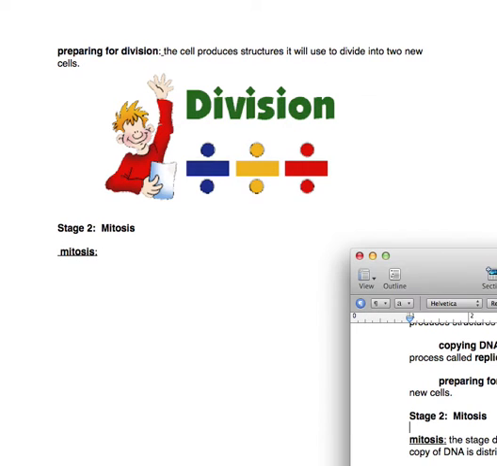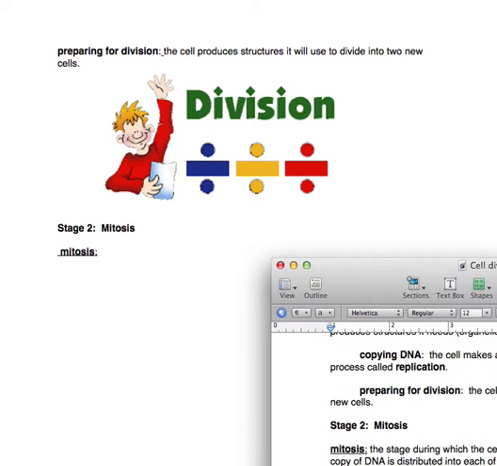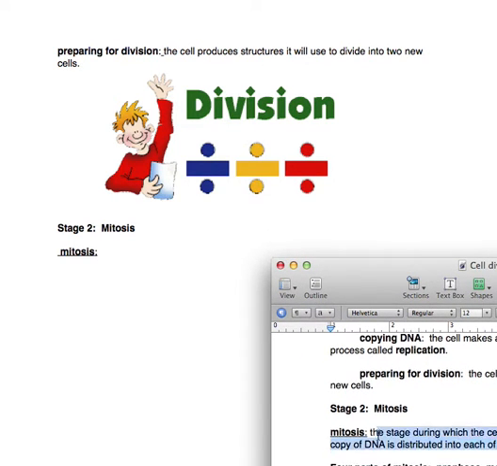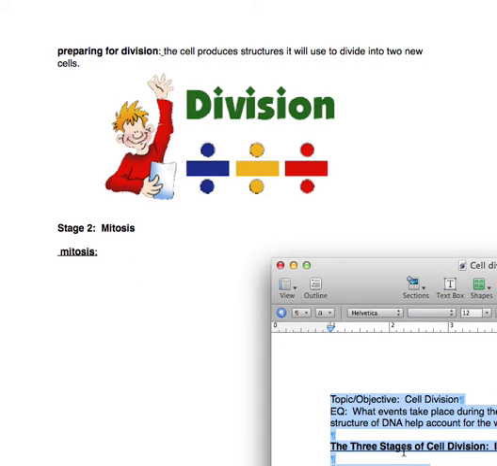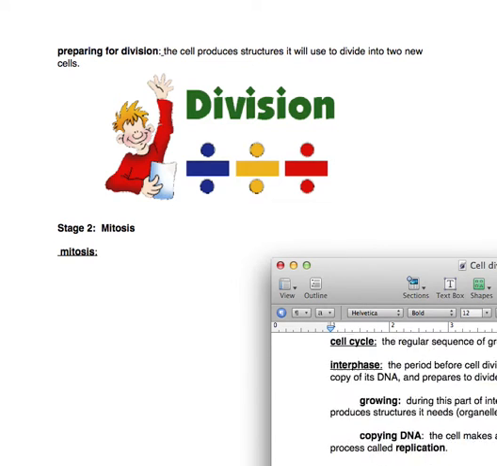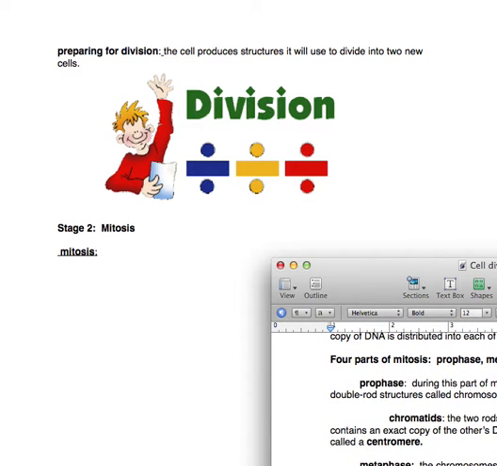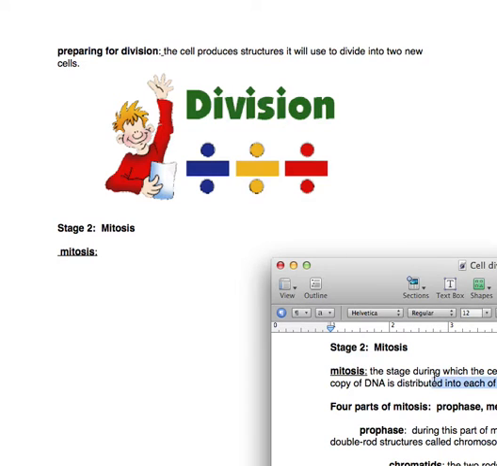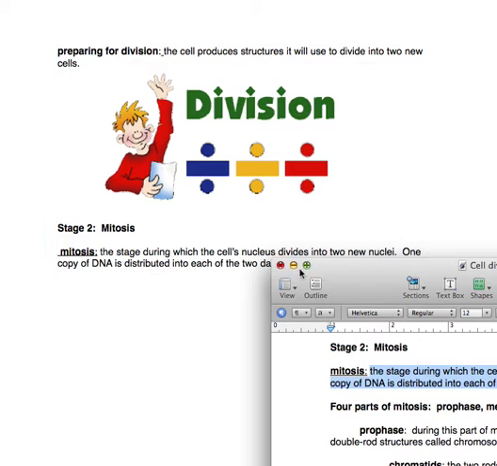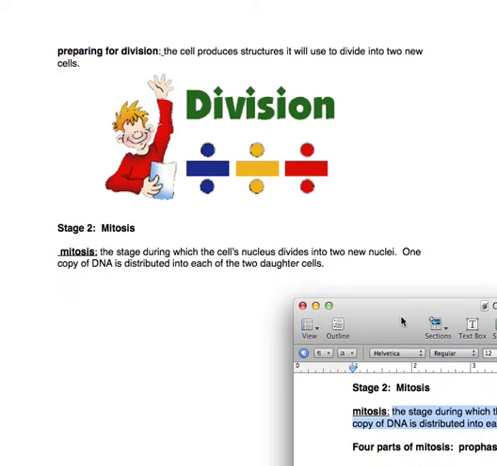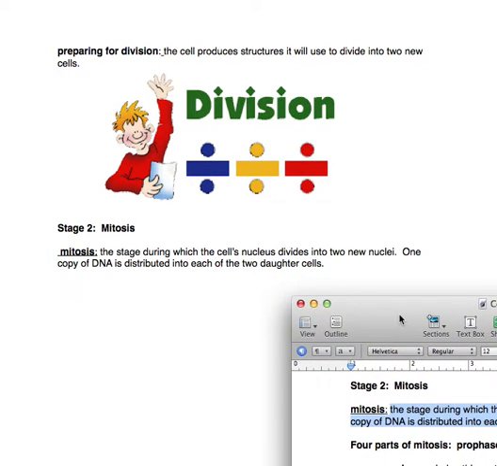Mitosis is a stage during which the cell's nucleus divides into 2 new nuclei. One copy of the DNA is going to be distributed into each of the 2 new daughter cells. So remember, one cell is making a copy of its stuff, and then it's going to split it up between 2 new cells. And that's how humans grow. Okay, here we go. Here's your definition. The stage during which the cell's nucleus divides into 2 new nuclei.